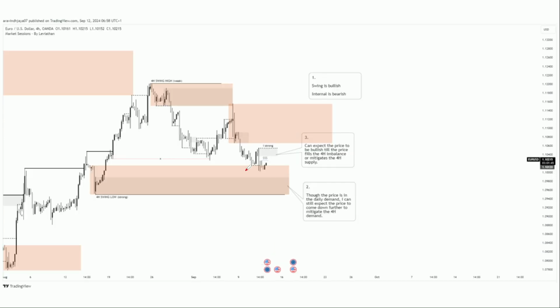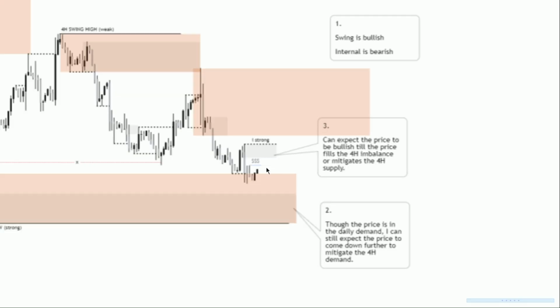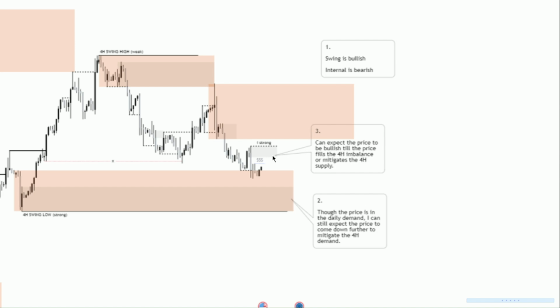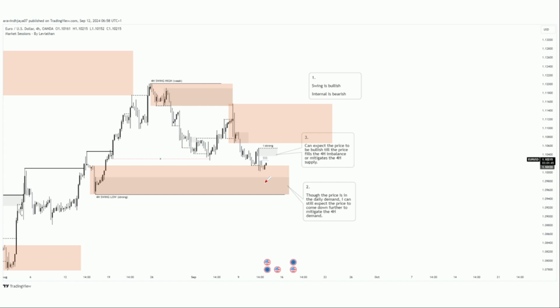So this is the 4 hour chart. The 4 hour swing structure is bullish. Internal is bearish actually. If there was some kind of bullish chalk in the 4 hour time frame, it would have given me high confidence to go longs. But since there is nothing, I must be cautious taking longs, because there is an unmitigated demand here which the price can still reach, and the price can be bearish today. So it's kind of confusing.